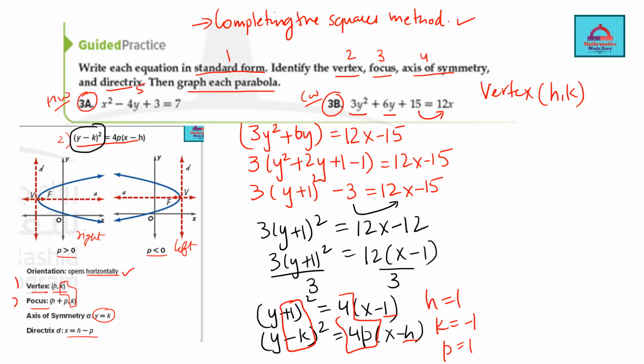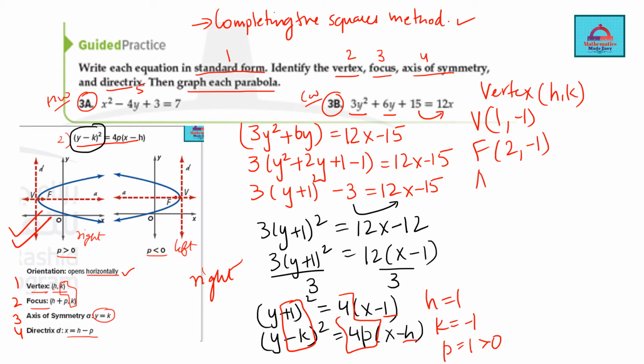Now I'm using 1, 2, 3, 4. I know it opens horizontally, and because p is positive, it will open on the right. So this kind of parabola graph you are going to get. Let's write the vertex. So vertex is h comma k, 1 comma minus 1. This is V. Then focus is h plus p. So h plus p would give you 2 comma minus 1.